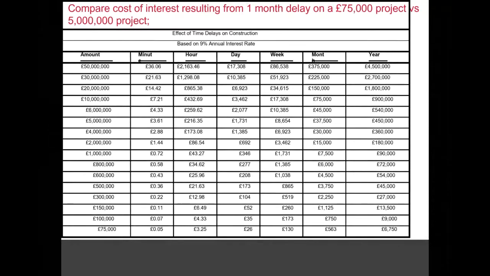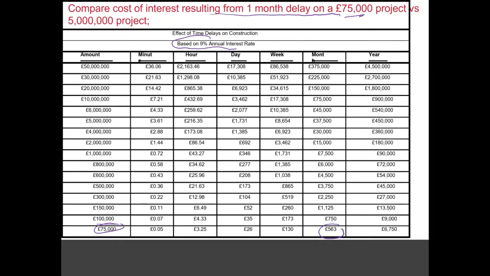Time is money, and so here you are encouraged to think what is the cost of interest resulting from a 1 month delay on a £75,000 project versus a £5 million scheme. So if we have borrowed at a 9% annual interest rate on a 75,000 pound project, a 1 month delay only in terms of interest cost, where, mind you, we are not taking into account other direct and indirect costs, it's only going to the bankers in terms of increased interest, that is 563.